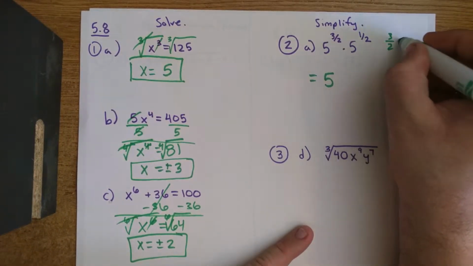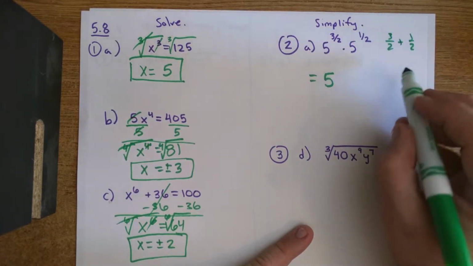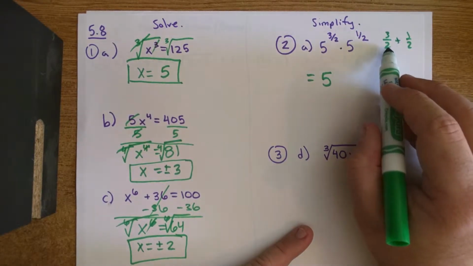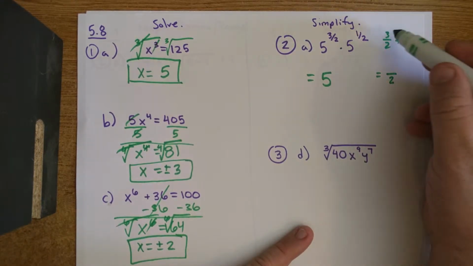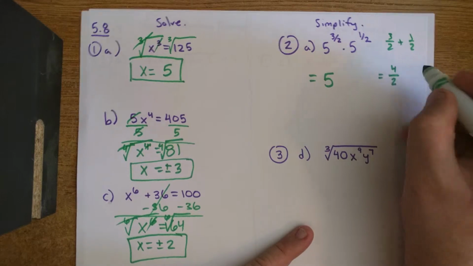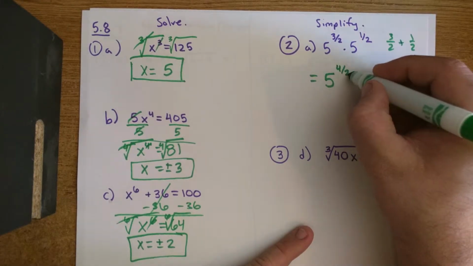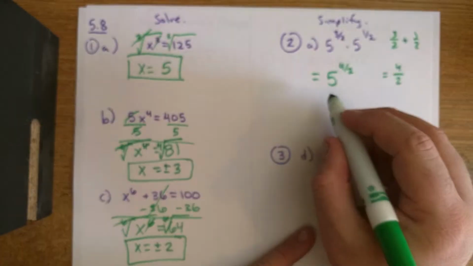So what is 3 halves plus 1 half? Well, we need a common denominator. Do we already have one? Yes, we do. So all we do now is keep our common denominator. 3 plus 1 is 4. So our answer is 5 to the 4 over 2.